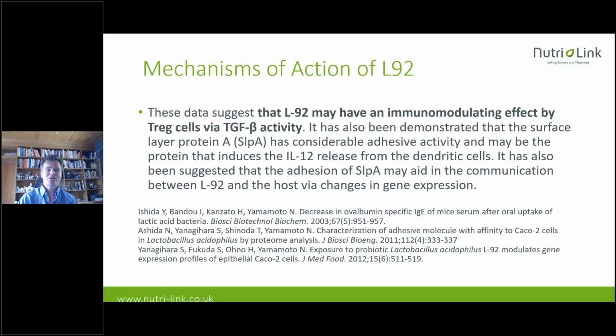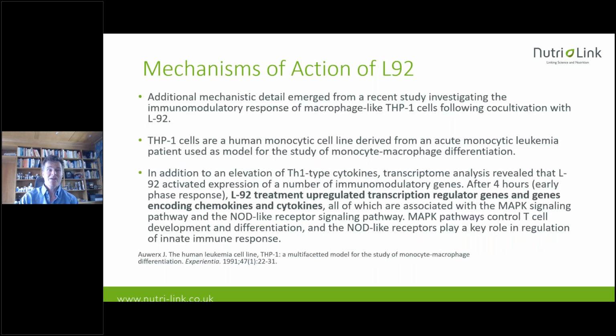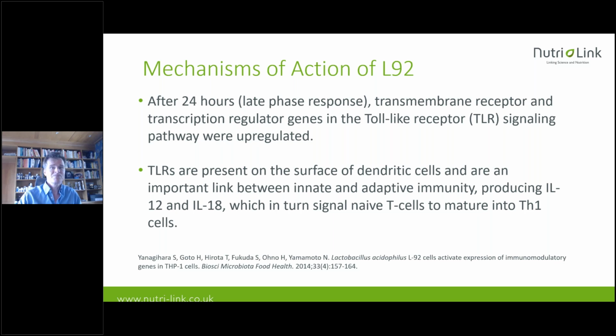Again, just showing you the details and the mechanisms. So there are a number of different mechanisms that L92 works by. L92 also speaks to genes. It has an effect on upregulating transcription-regulated genes and genes that encode for chemokines and cytokines. So it has a benefit for Th1, Th2. It supports adhesion of the gut bacteria and the gut immunomodulatory effects there, and also speaks to genes. So some really nice work done on this.